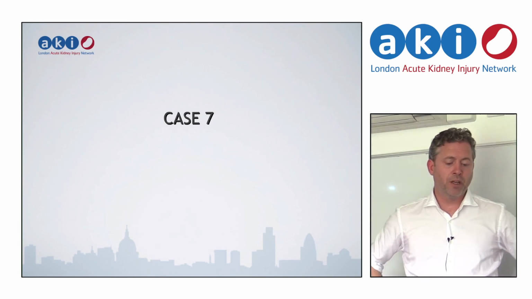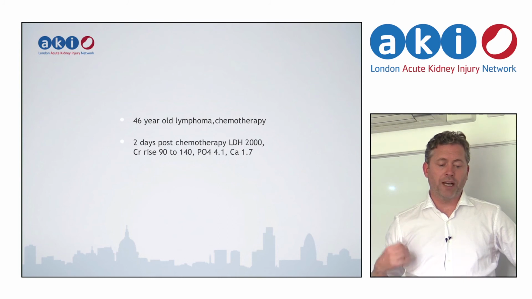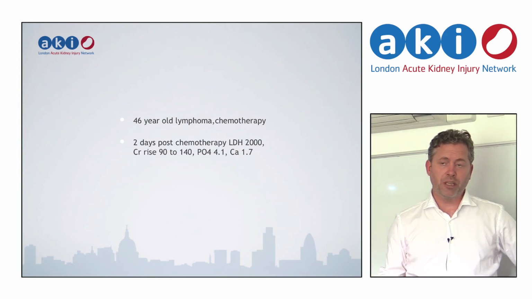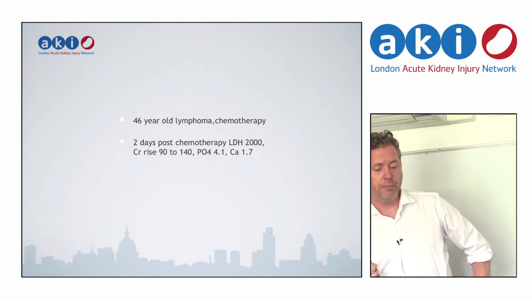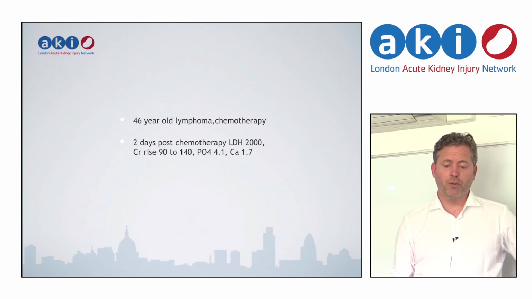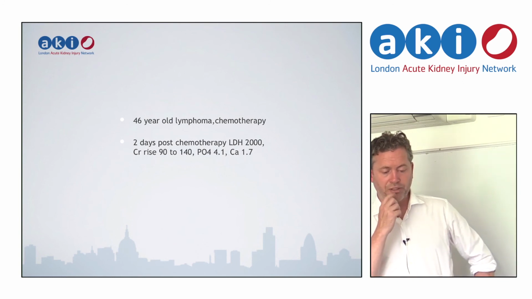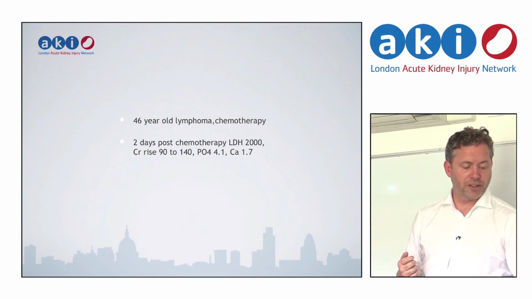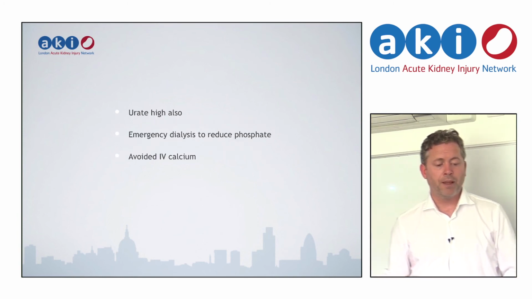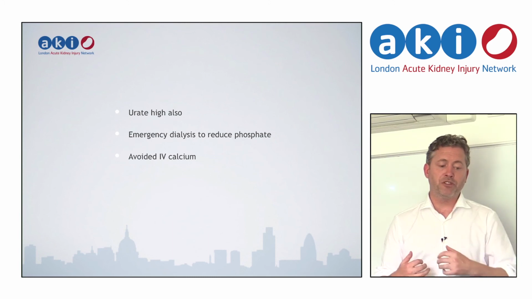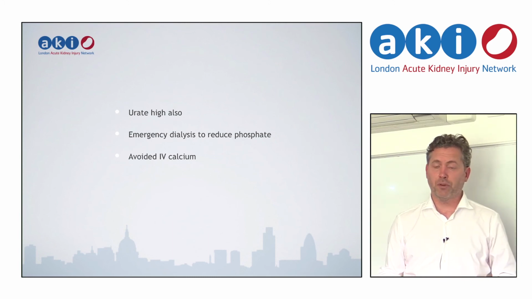Case number 7, a 46-year-old with lymphoma who has chemotherapy. 2 days post-chemotherapy, LDH rises to 2,000, creatinine bumps to 140 from 90, and the patient becomes profoundly hypophosphatemic and acutely hypocalcemic. So we would recognise this as tumour lysis syndrome. Urate was high, and in this instance we instituted emergency dialysis to reduce phosphate.